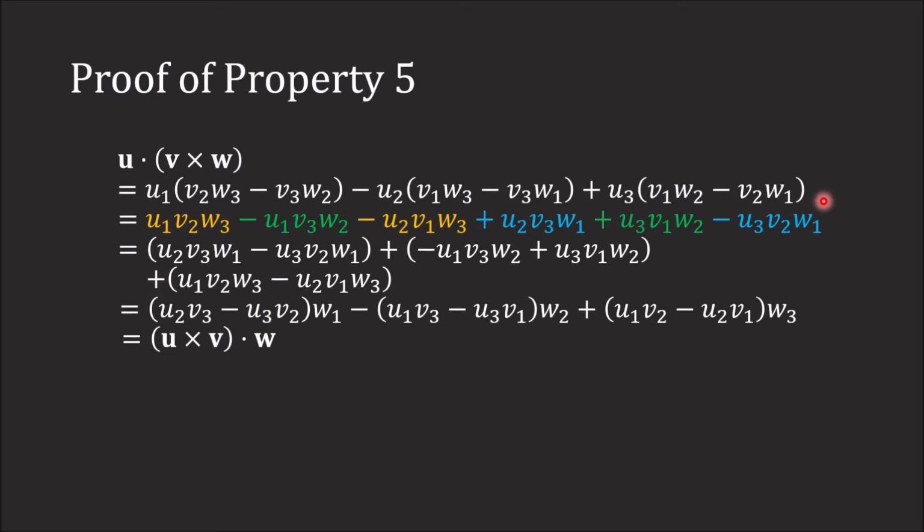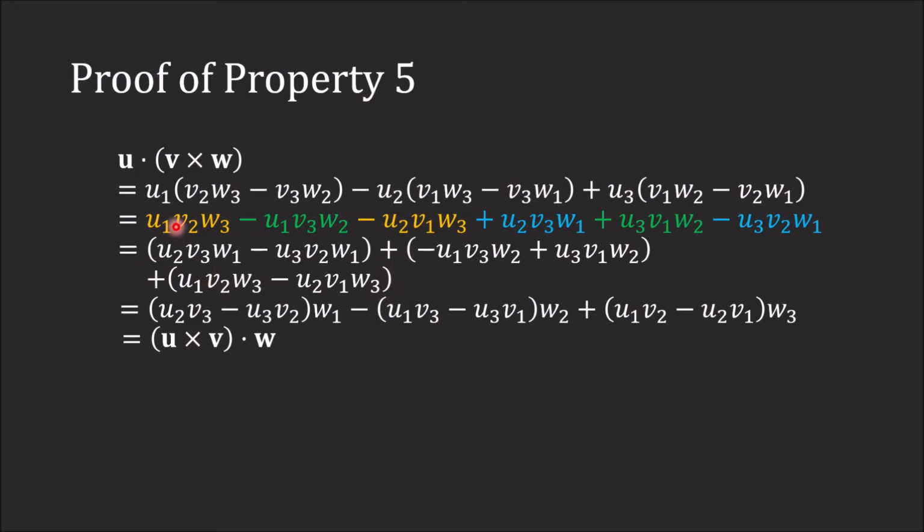Distributing everything through and grouping all terms that have similar W's. So we have U1V2W3 minus U1V3W2 minus U2V1W3 plus U2V3W1 plus U3V1W2 minus U3V2W1. Again, I grouped all the W1s together, all the W2s, and all the W3s.